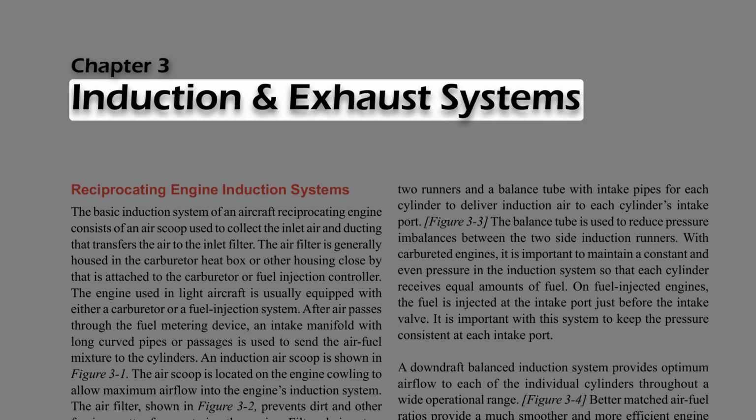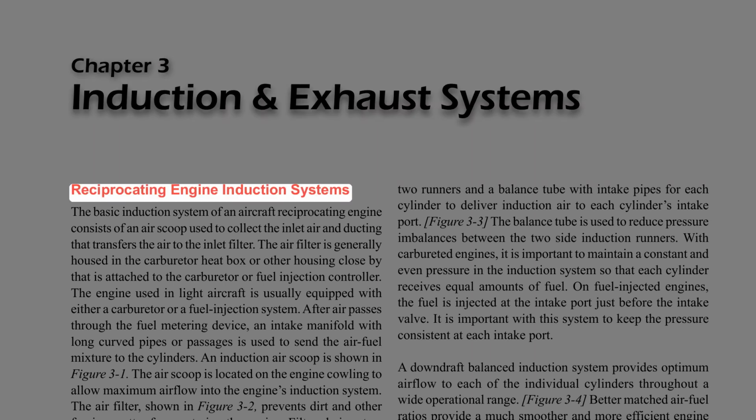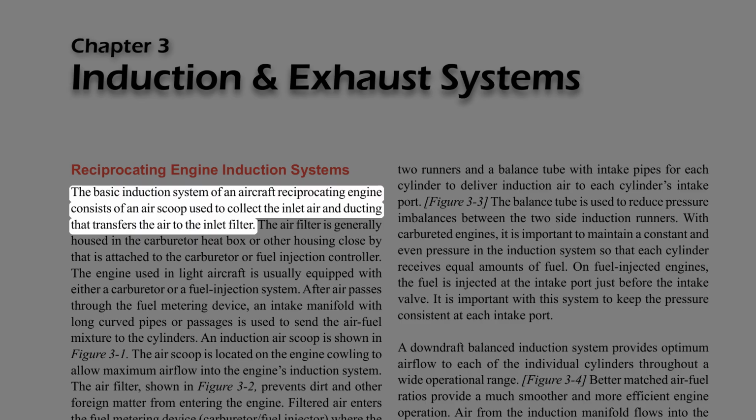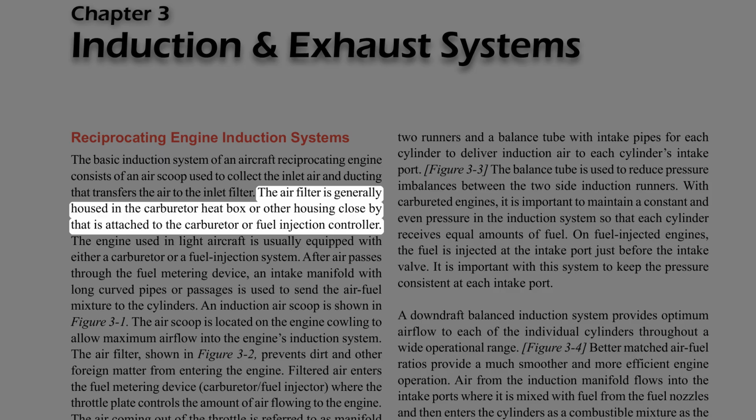Chapter 3. Induction and Exhaust Systems. Reciprocating Engine Induction Systems. The basic induction system of an aircraft reciprocating engine consists of an air scoop used to collect the inlet air and ducting that transfers the air to the inlet filter. The air filter is generally housed in the carburetor heatbox or other housing close by that is attached to the carburetor or fuel injection controller.